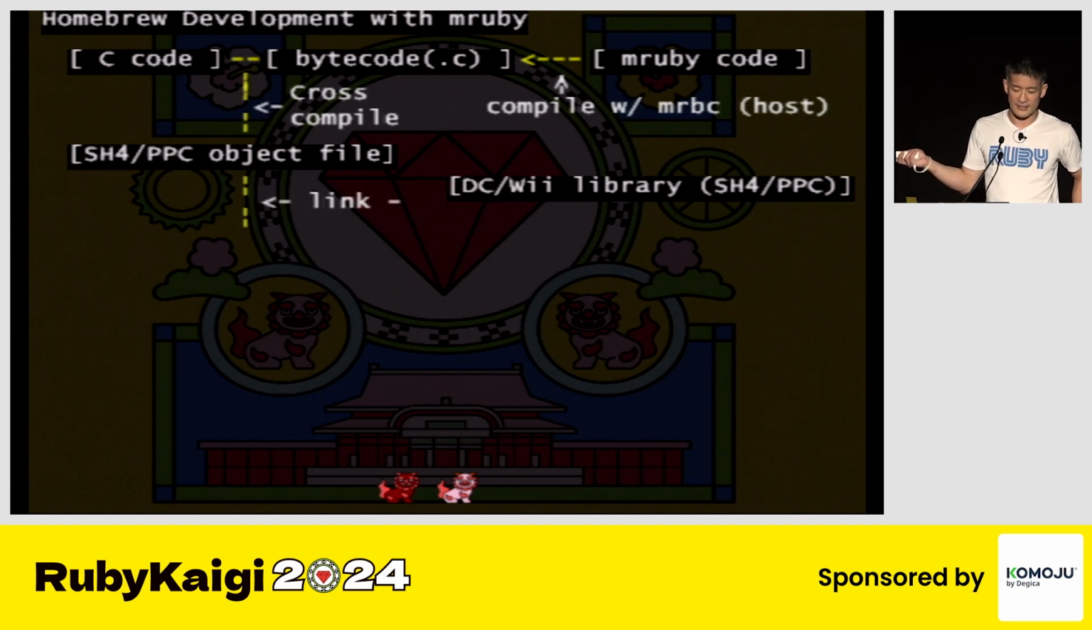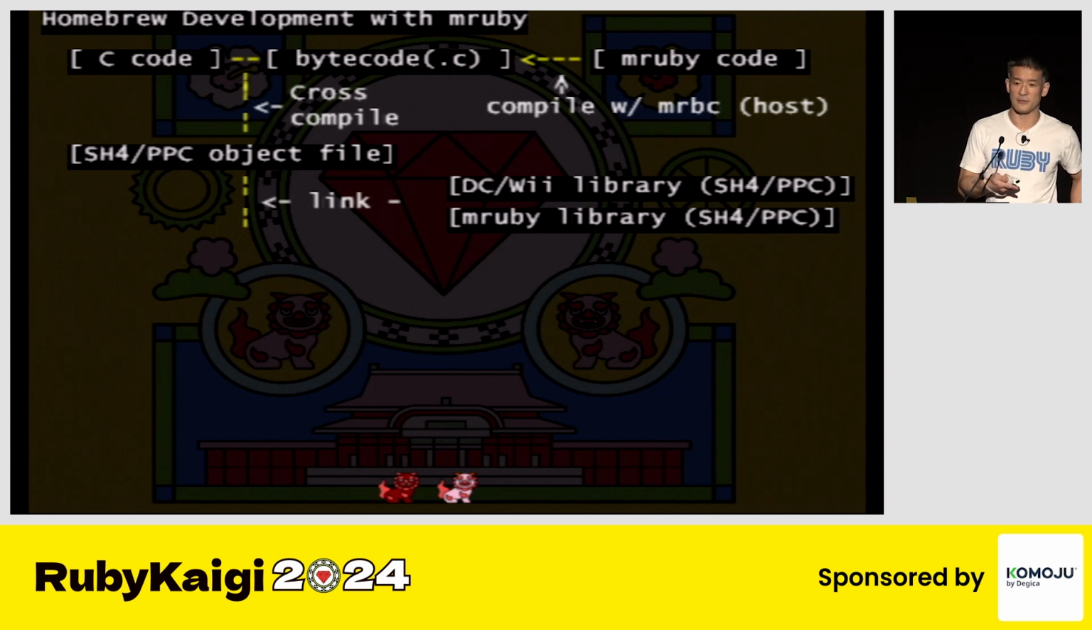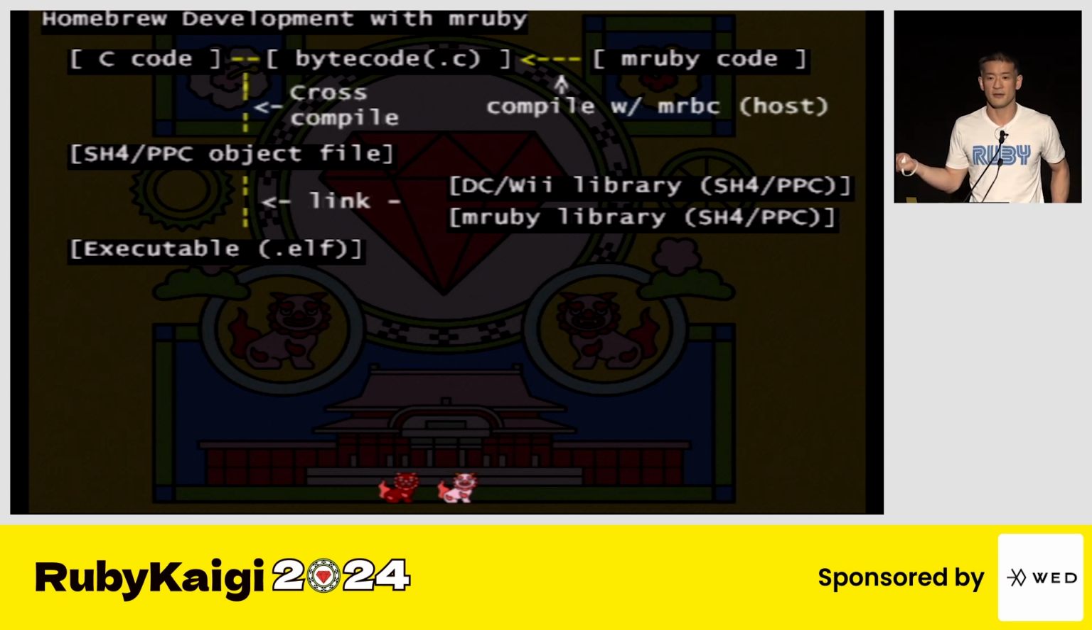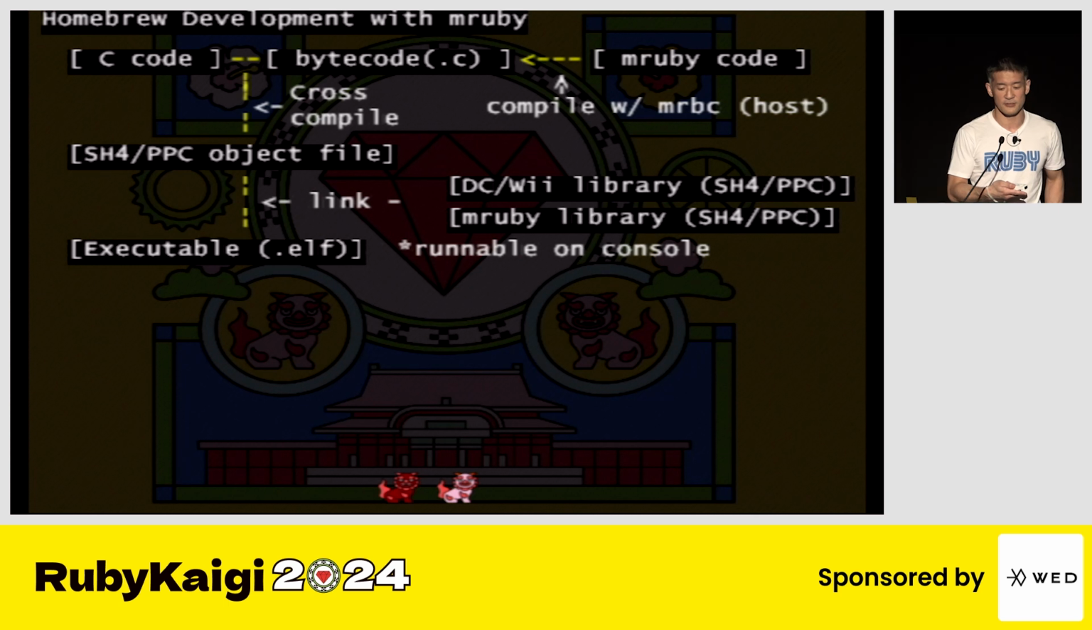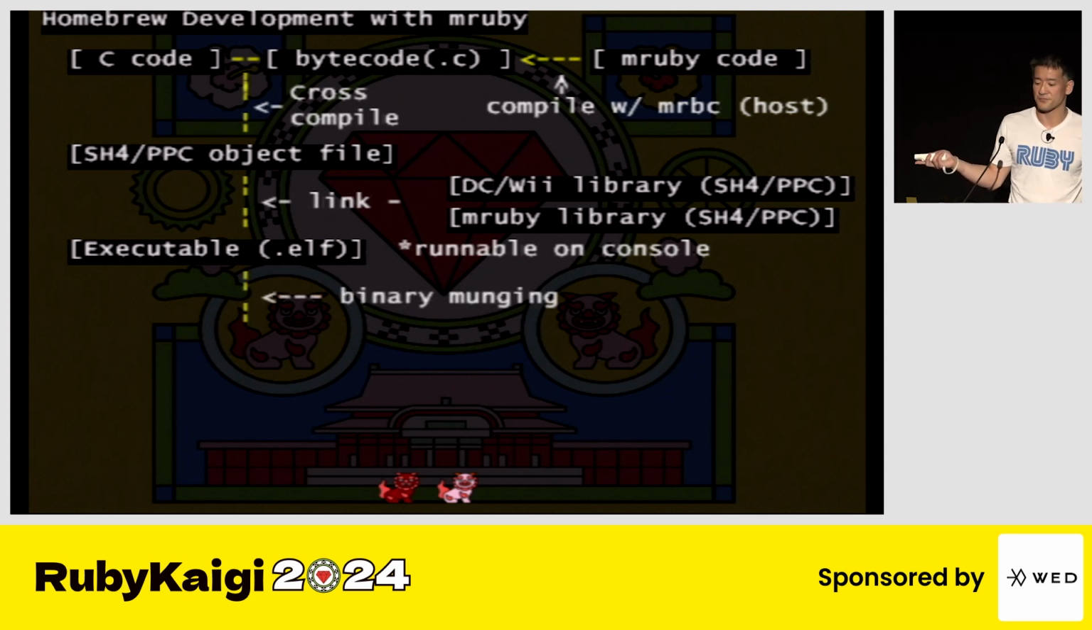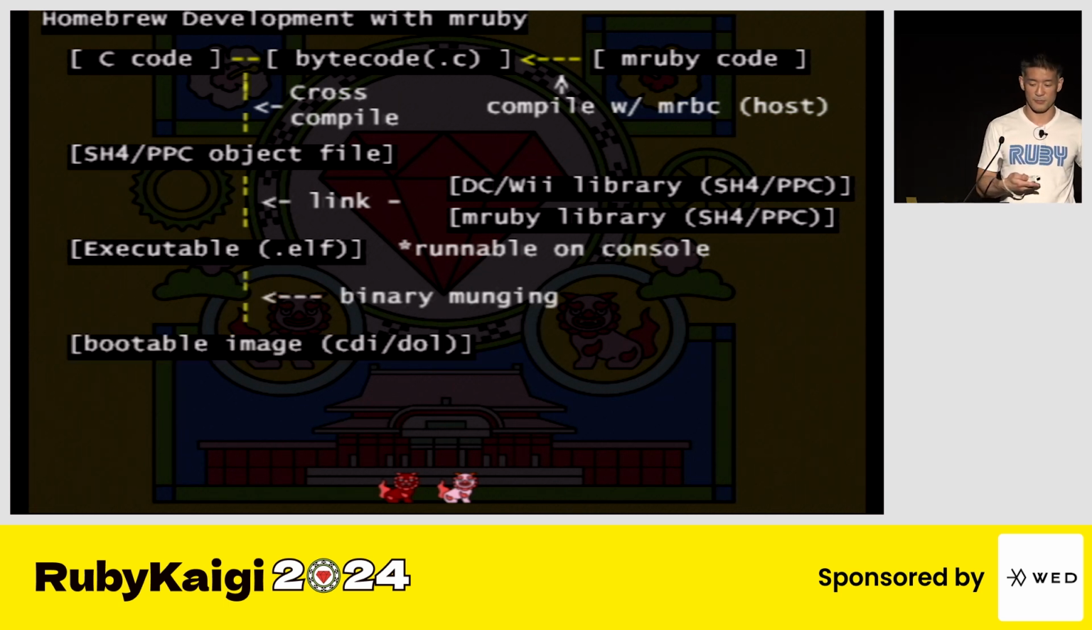Then you link the Dreamcast or Wii library as well as the mruby library, which includes the mruby runtime, and that would make an executable. But usually from this point, you do one more step to produce bootable images. In the case of Dreamcast, you can write it onto a CD. And in the case of Wii, you can put it on an SD card.